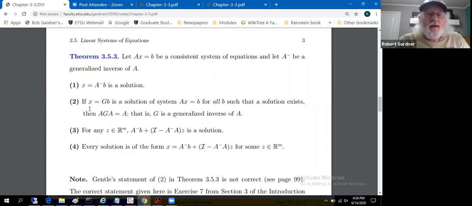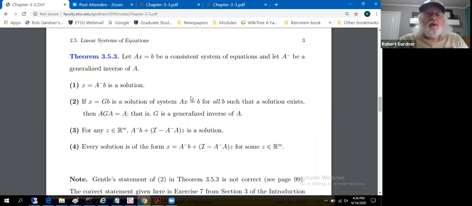Let's see. Secondly, if we have X equals some matrix G times B as a solution to the system AX equals B for all B that are solutions of the system of equations, then we must have this relationship here. That is, G must be a generalized inverse.